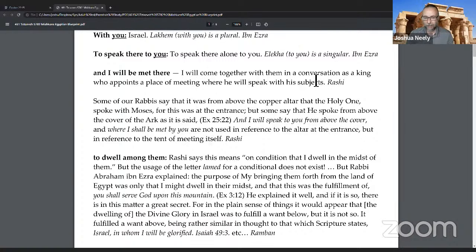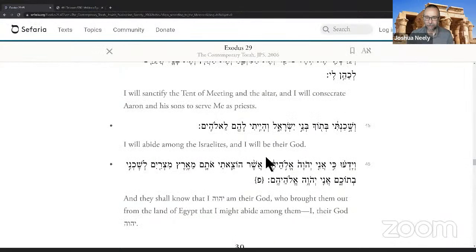But Rabbi Ibn Ezra, who he often attacks, here he supports, explained: the purpose of my bringing them forth from the land of Egypt was only that I might dwell in their midst, and that this was the fulfillment of "you shall serve God upon this mountain," which was the initial command to Moses when he met God at the burning bush. So what Ibn Ezra is saying, and Ramban is agreeing with, is the idea that our final verse, let's just jump back so we can remind ourselves of it, that this final verse that says that I am the God that brought them out of the land of Egypt in order that I will dwell among them, was not "if I will dwell among them." It wasn't a conditional, but was, in fact, a purpose.